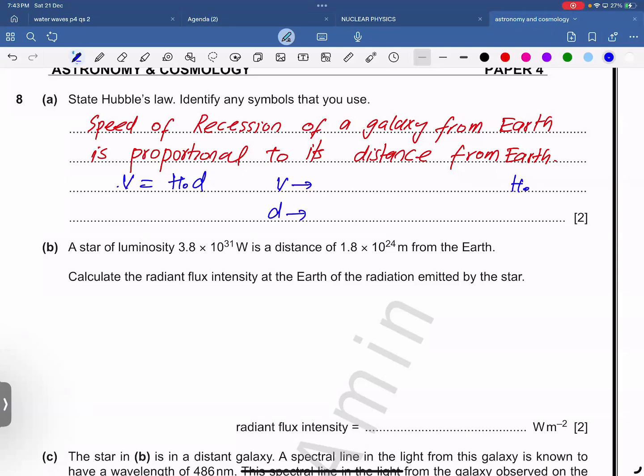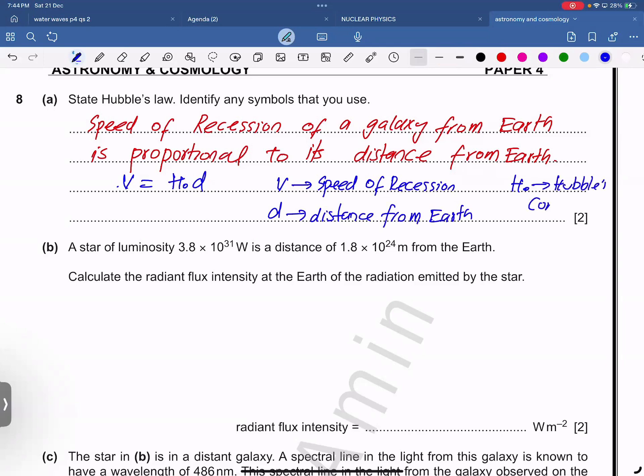This blue is another answer. V you will say speed of recession. D you say distance from Earth. H you say Hubble's constant. My dear, red response or blue response, both responses are correct. It's your choice. If you write the equation, you need to define this.